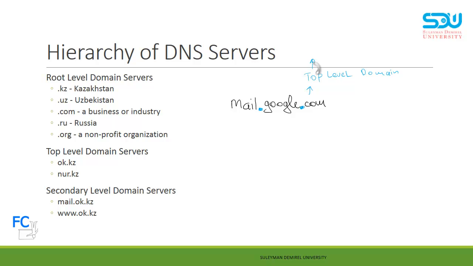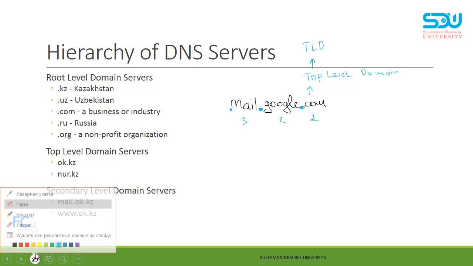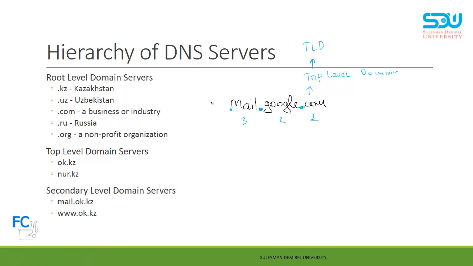It can also be called just the TLD, top level domain. Second level domain and third level domain. So here in this example we have first, second and third level domain names. It can also be a longer domain name. It can have 4 or 5 levels and so on.